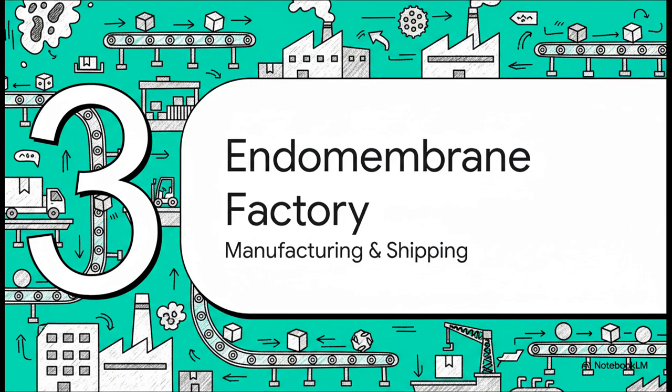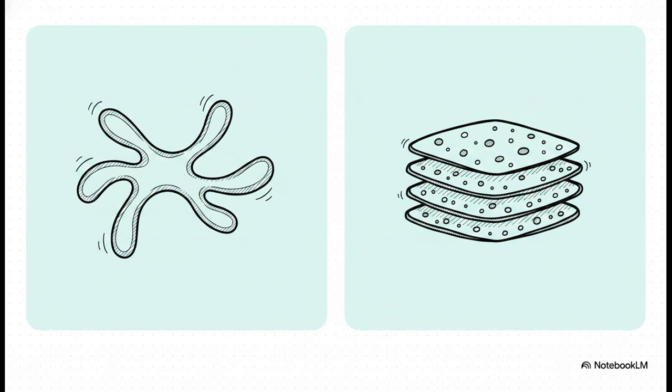Now that we understand the blueprint, let's step out onto the factory floor. Module 3, the endomembrane factory. There is a very clear division of labor right outside the nucleus in what we call the endoplasmic reticulum, or ER. We've got 2 distinct regions.